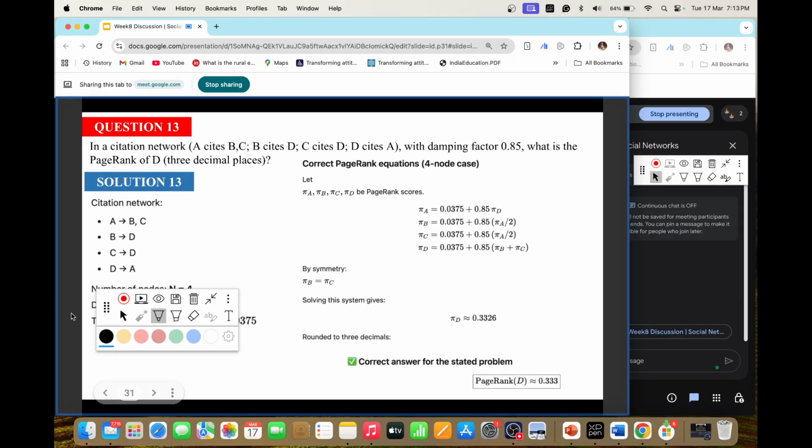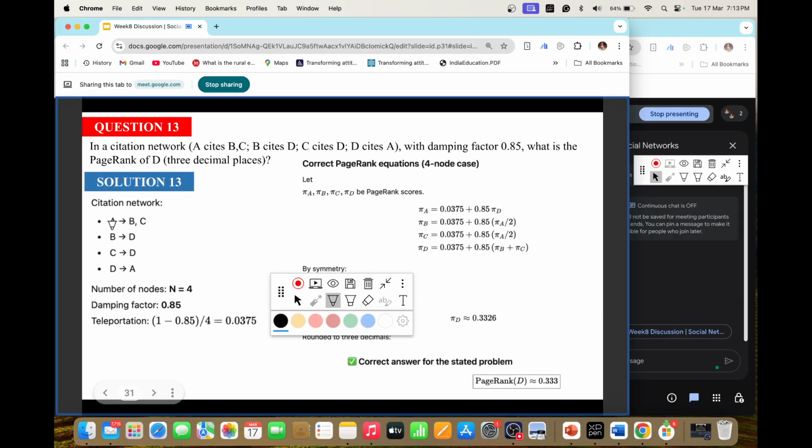So first you have to write the network, that is the first thing. A follows B and C, B follows D, C follows D, and D follows A. By follow I mean citing. A is citing B and C, B is citing D, C is citing D, and D is citing A. So N is 4 here, and the damping factor we are given is 0.85.